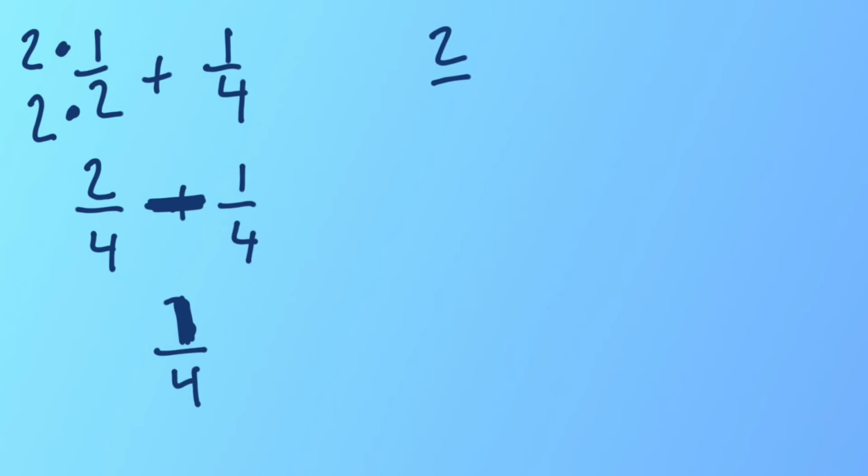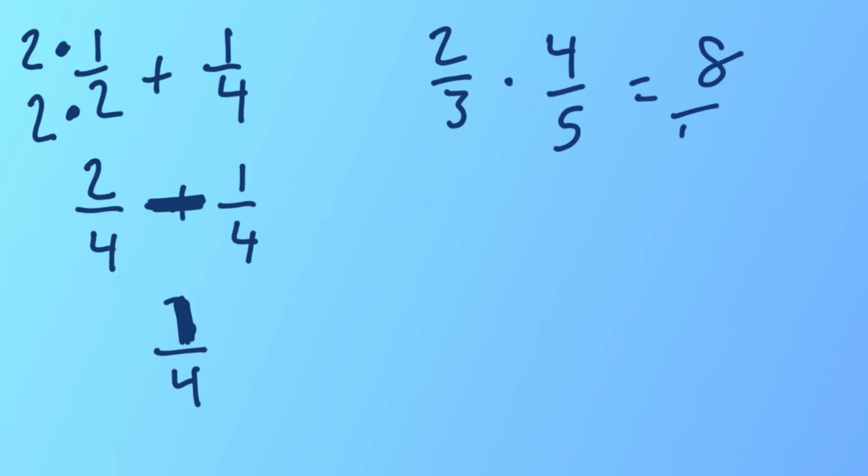Multiplying and dividing, if we had 2/3 times 4/5, really easy. All you do is multiply numerators, multiply denominators. So that's going to be 8/15.